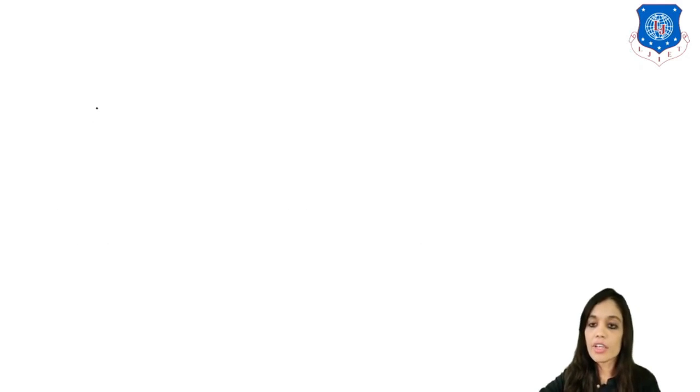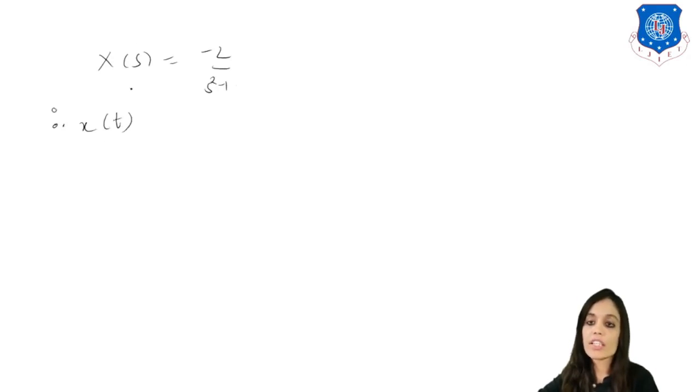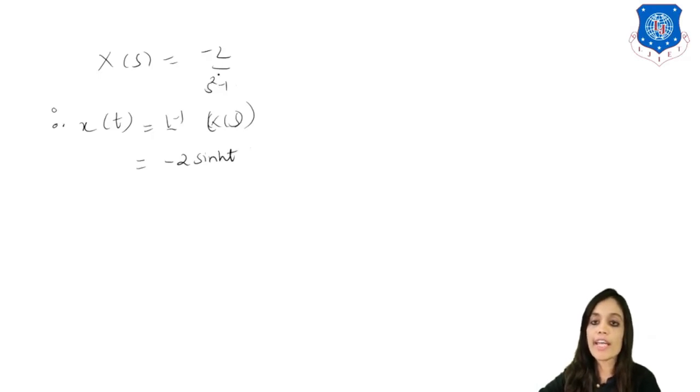So finally our X(s) is what? Minus 2 upon s square minus 1. So our value of x(t) is Laplace inverse of X(s). So find the inverse of this. It will be minus 2 sinh t, hyperbolic function, because we have s square minus 1. So we have got the answer of x(t).